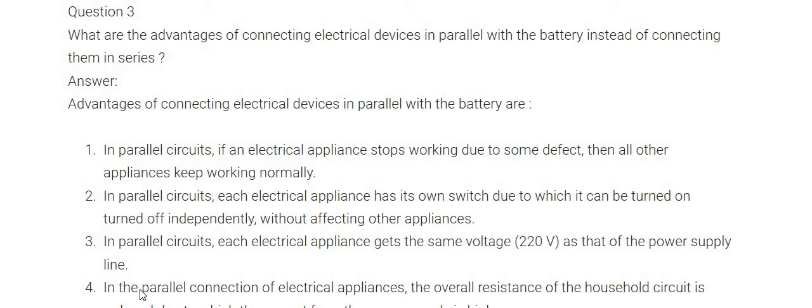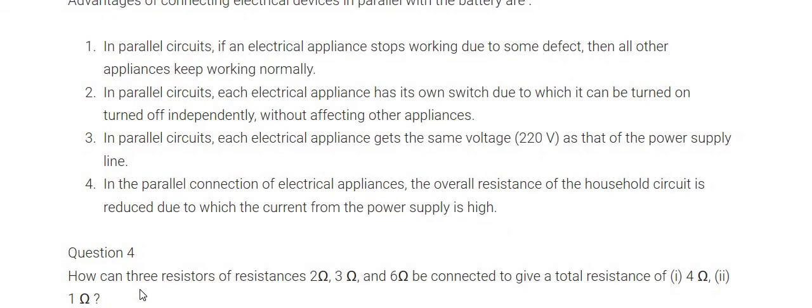And the fourth important advantage of the parallel connection is that in the parallel connection of electric appliances, the overall resistance of the household circuit is reduced, because we take the reciprocals. So it is greatly reduced, due to which the current from the power supply is high.